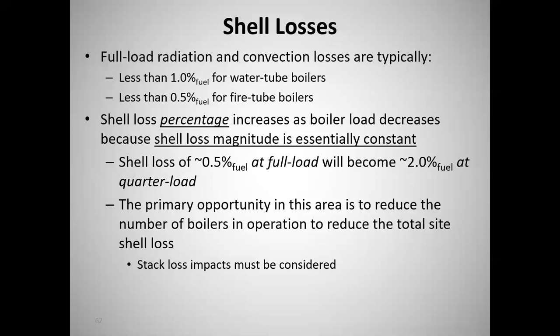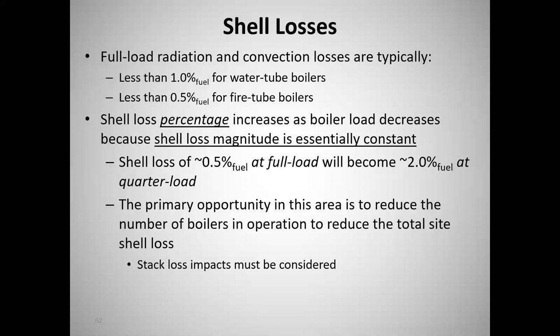Okay? Now, the number of BTUs lost is the same, but as a percent of the fuel input energy, it changes because the amount of fuel input changes with load. So that's kind of the concept there. So what's that tell you?